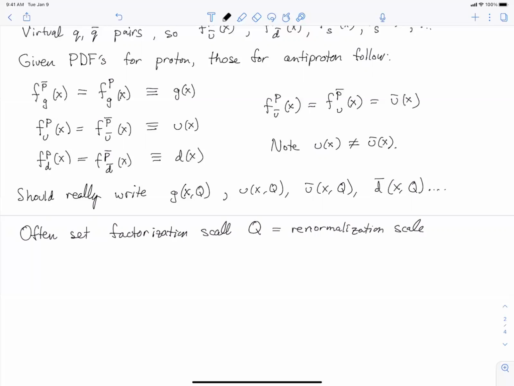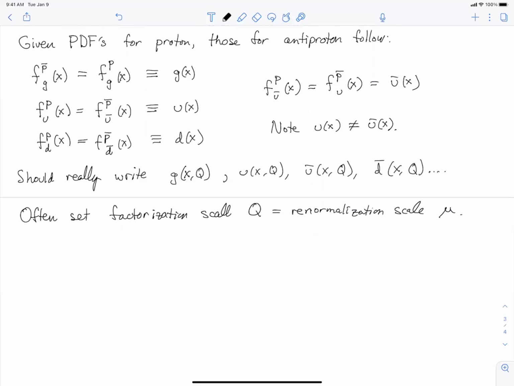Which is mu, that's what we called it. In fact, some people call one mu and the other one q. There's no actual consensus on which one is q and which one is mu. But often we're just setting q equals mu anyway. So in principle, in a perfect world, which we do not live in, observables shouldn't actually depend on either one of them. So observables don't depend on mu or q.